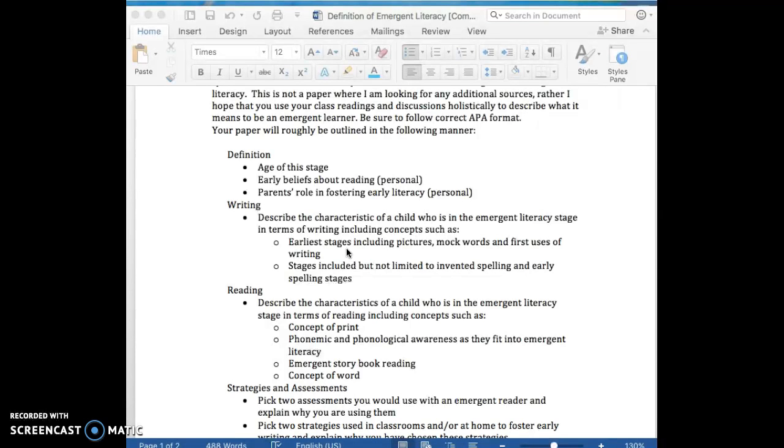mock words, and first uses of writing, and then include some level of stages. So different books that you may be looking at from our class may give slightly different stages, and you can refer to one of those, but be sure that you don't limit it to invented spelling and early spelling stages. Think about writing as a process that begins with pictures. Okay, so this area would be a good area that you might cite things from Words Their Way, from the Bear Invernizzi book, as well as maybe some of the articles that we've had about phonemic awareness.